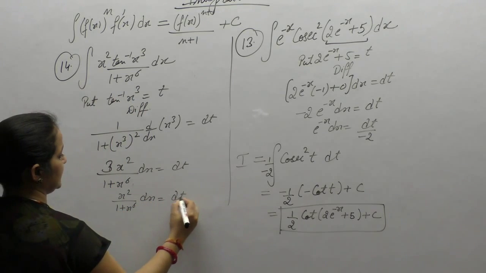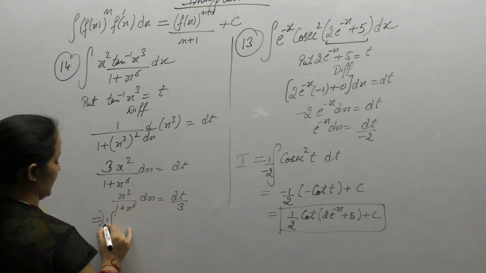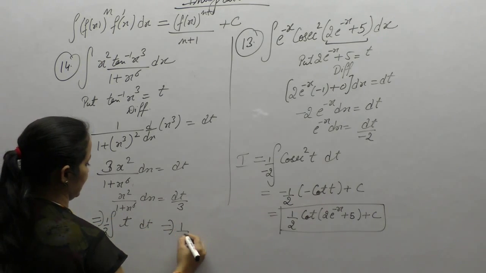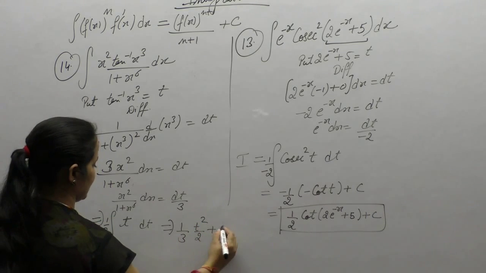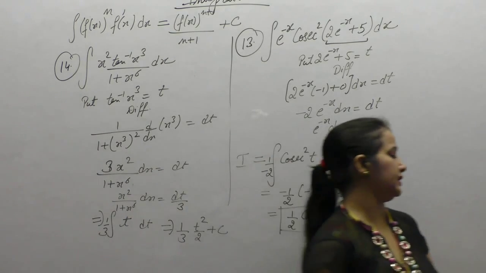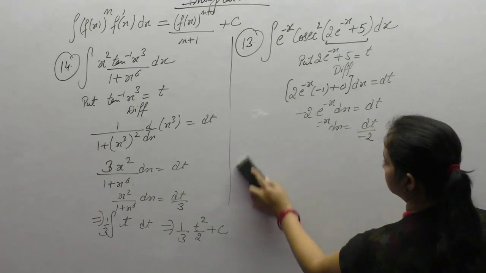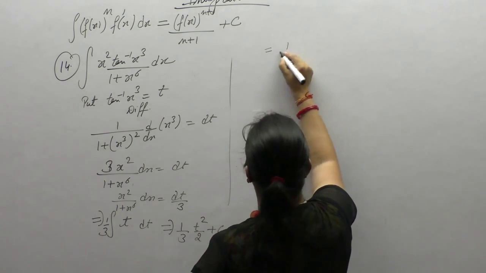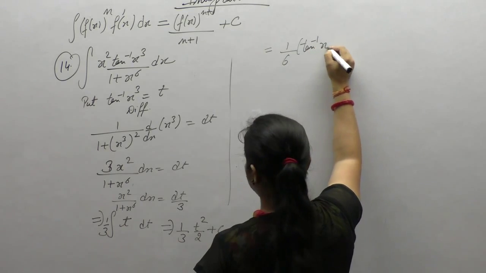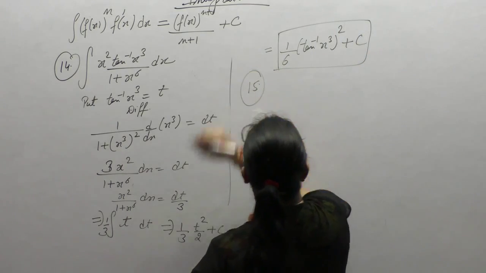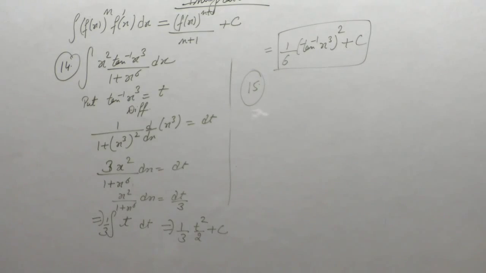dx is dt upon 3. So 1 upon 3 t dt. The integral of t is t square upon 2 plus c. Now put the value of t here. One by 6 tan inverse x cube whole square plus c.